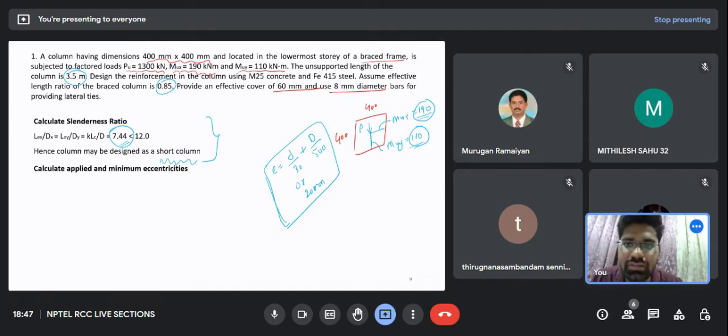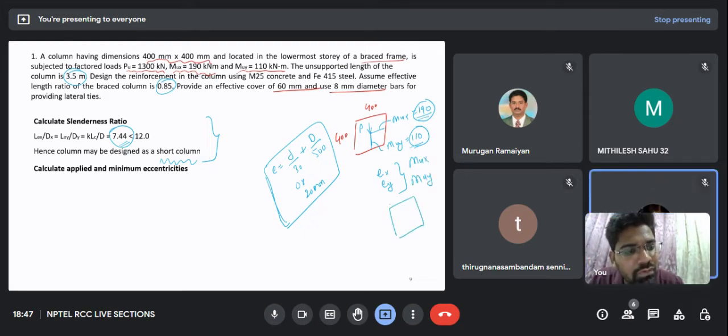Did you get my question? What is the value of Ex and Ey because of this? The moments Mux and Muy are coming onto this square column 400.